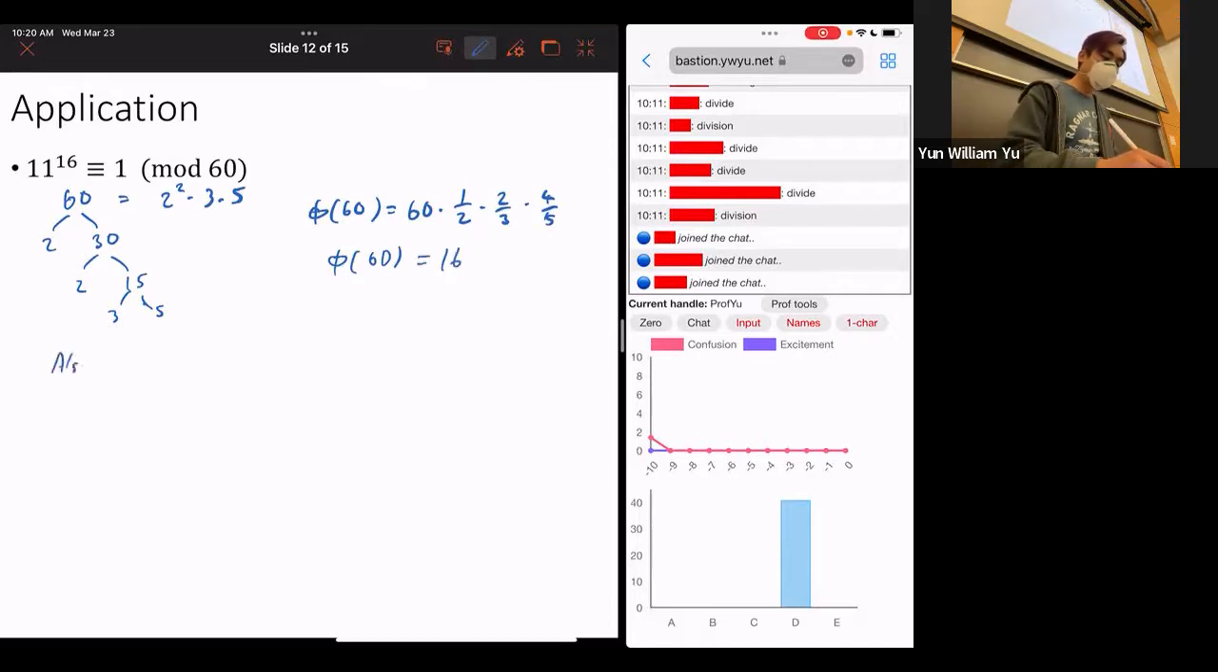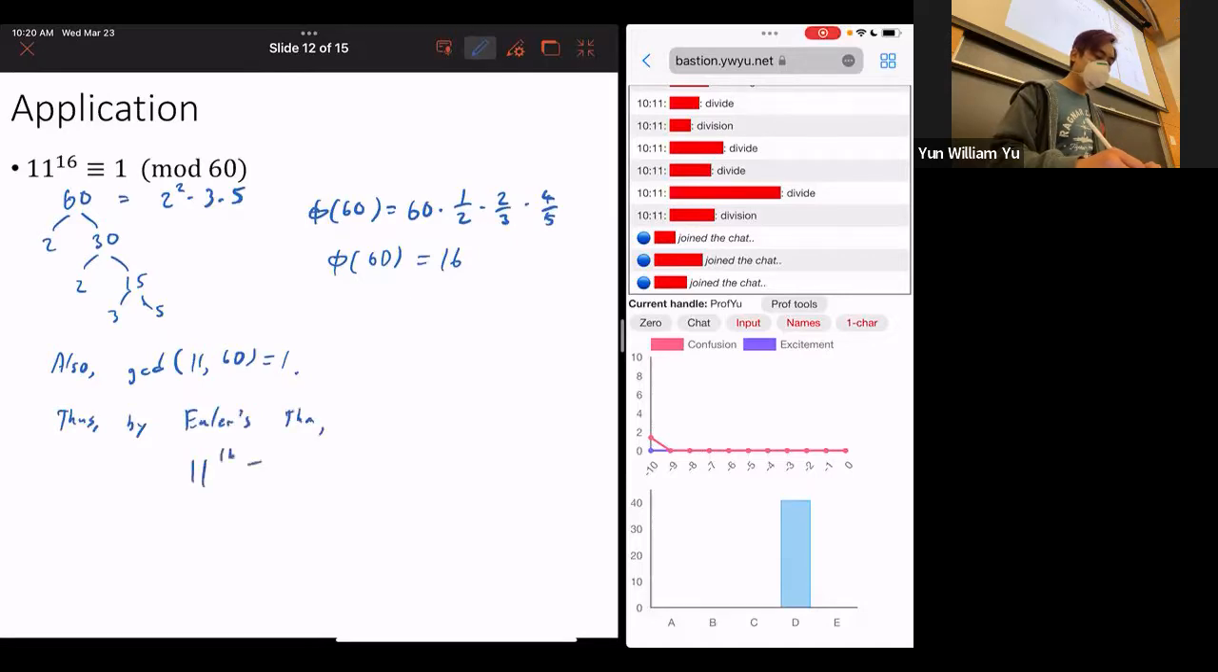Also, you need to check that the greatest common divisor of 11 and 60 is equal to 1, because otherwise this doesn't work, right? You need it to be relatively prime. But this is easy because 11 is prime, and so it's relatively prime to anything except its multiples. So thus, by Euler's theorem, 11 to the 16 is congruent to 1 mod 60.